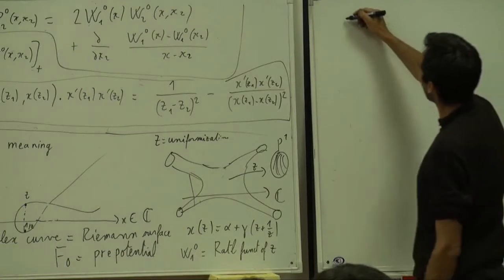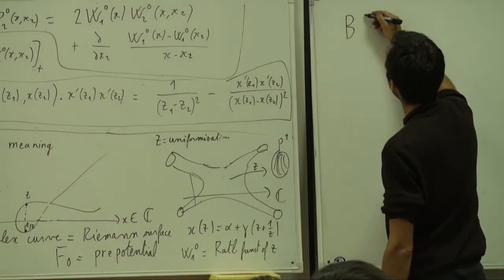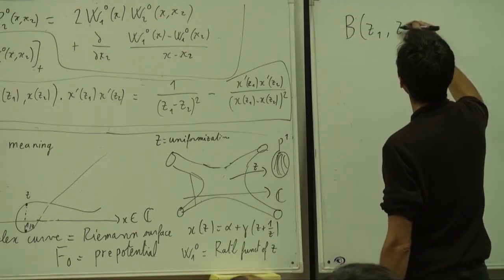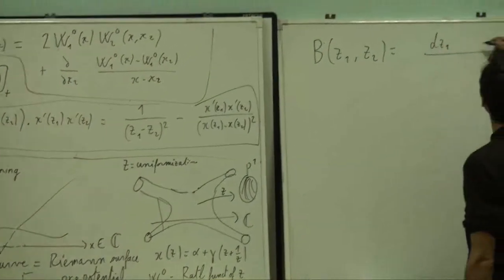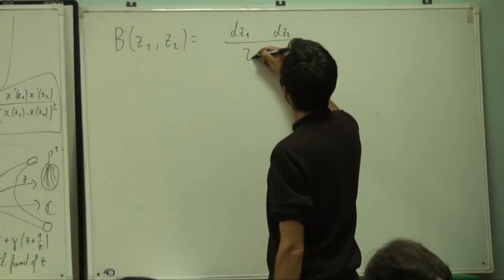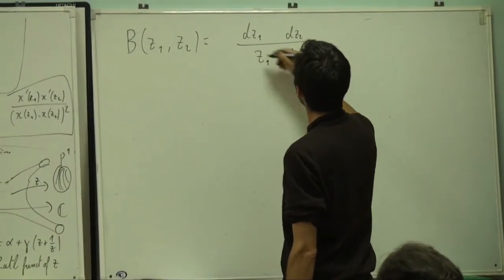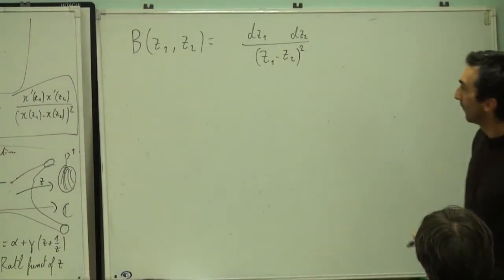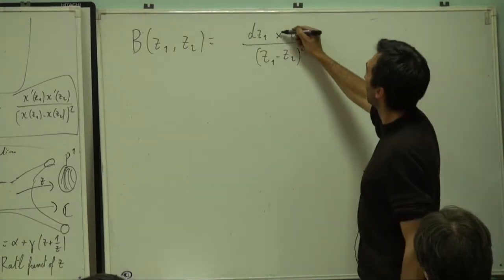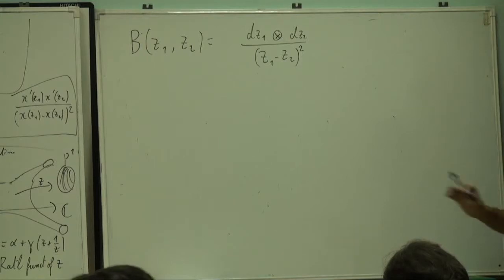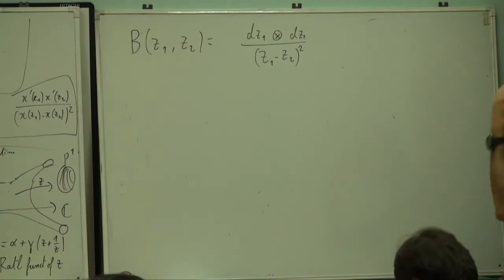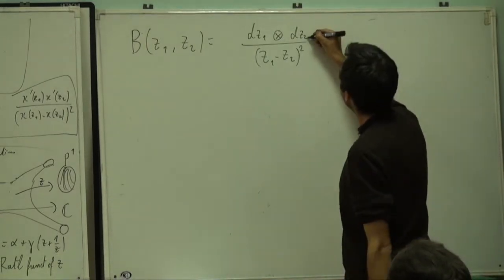In fact, the fundamental two-form of the second kind is you multiply by z. It's a differential form: dz1 dz2 over (z1 minus z2) to the square. While here, it's really a tensor product of two differential forms. It's not the wedge product, it's a tensor product.